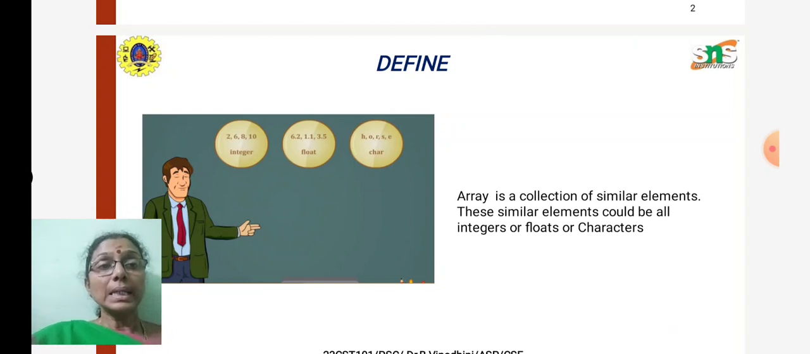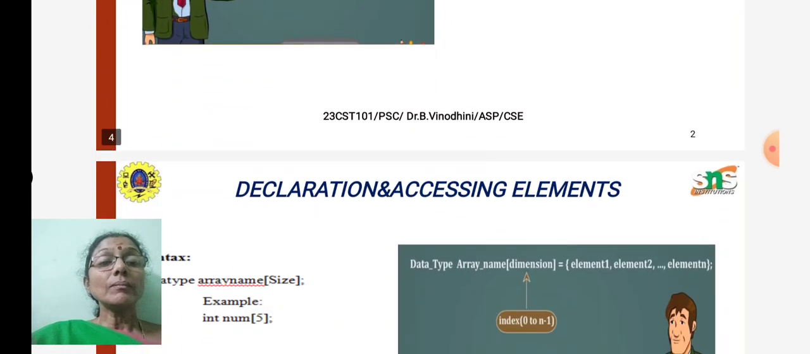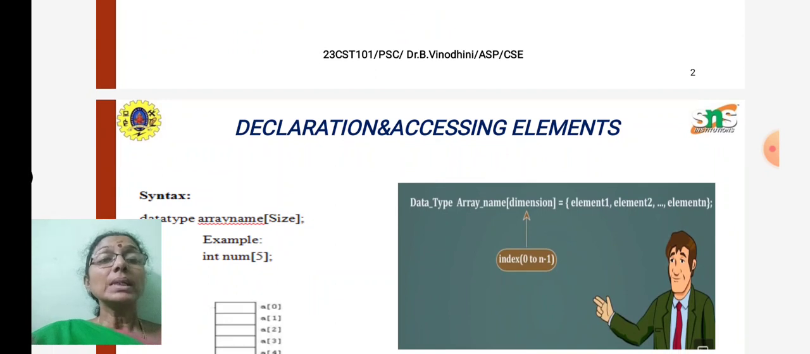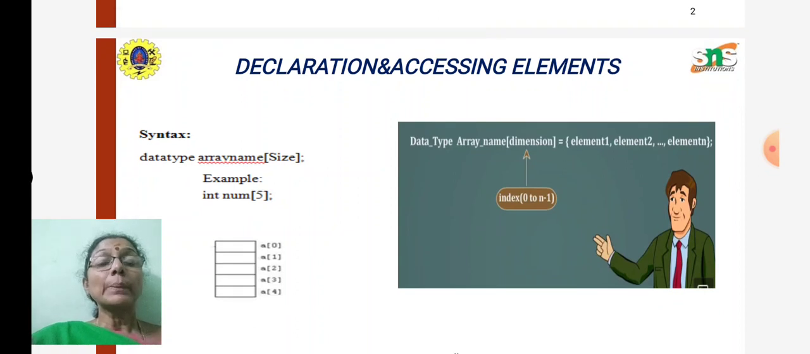So what is an array? An array is a collection of elements of similar type. Now I will explain how to declare an array and how to access the elements. For the declaration, the syntax is data type, a space, the array name, and within square brackets we specify the size of the array. So the syntax is data type, array name, and the size within square brackets. This is the declaration of an array. For example, int num[5], so the array name is num.